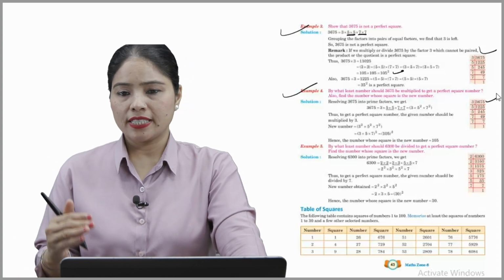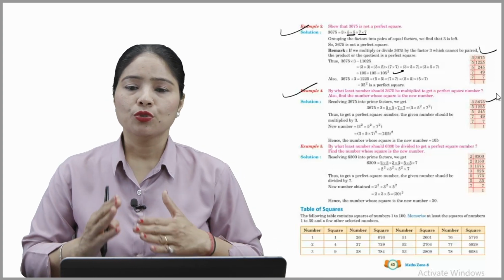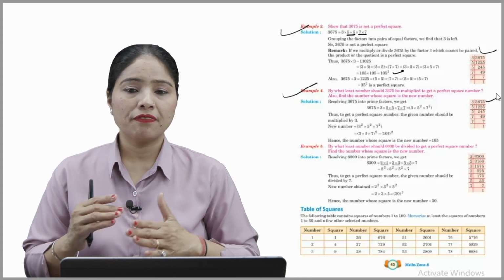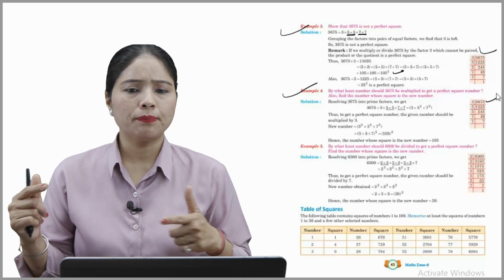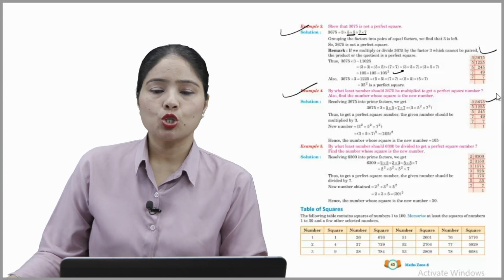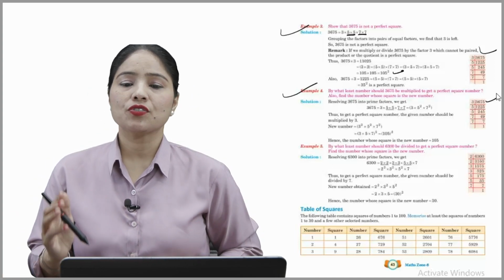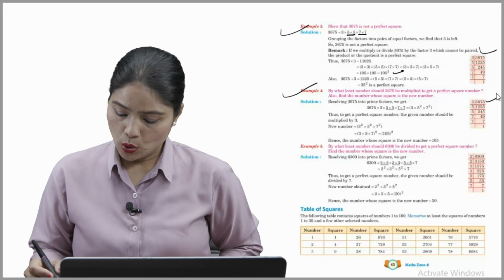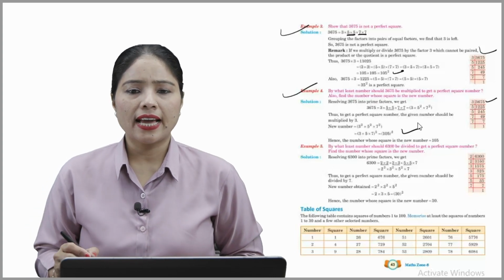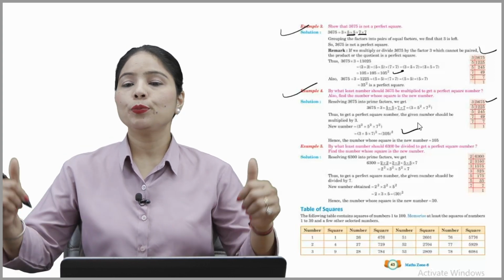Resolving 3675 into prime factors, we get 3 into 5 into 5 into 7 into 7. So 5 twice times आया है और 7 की भी हमारा स्क्वायर आया है. So thus to get a perfect square number, the given number should be multiplied by 3. Okay, so new number हमारा कितना बन गया, 3 की पावर 2, 5 power 2 and 7 raised to power 2. That means 3 into 5 into 7 raised to power 2 is 105 raised to power 2 beta. Hence we can say that the number whose square is the new number is 105. I hope you understood well.